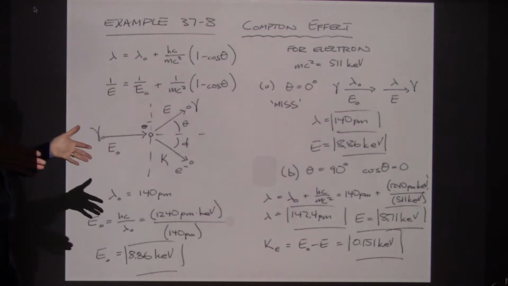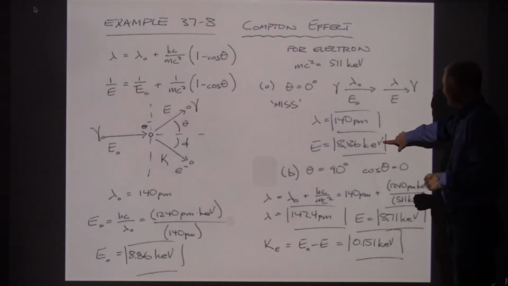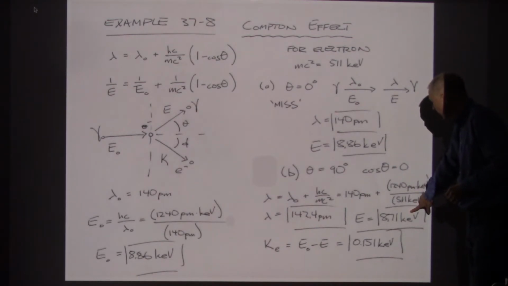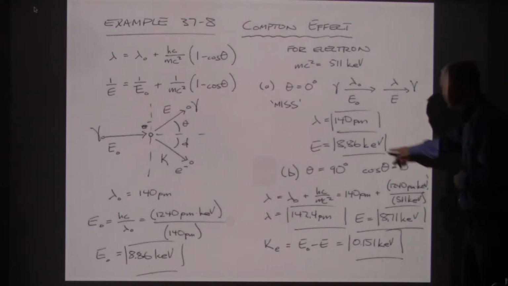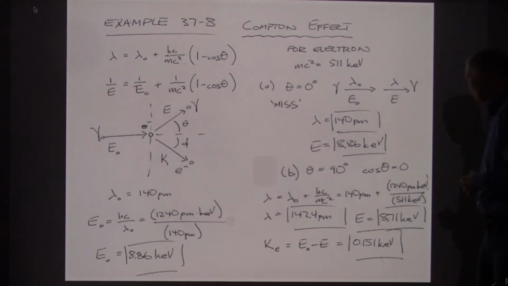The energies of those photons, let's see. The original photons had energies of 8.86 thousand eV. These photons coming out have 8,710. So you can see there's energy missing. Specifically, there's 150, is that right? keV?